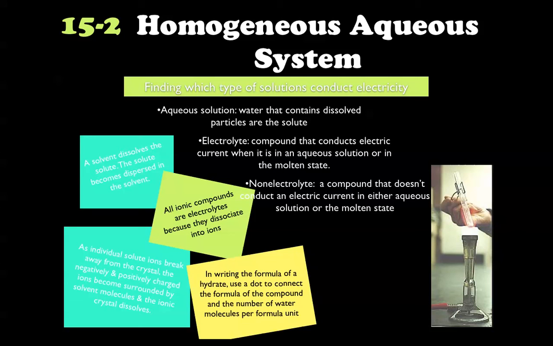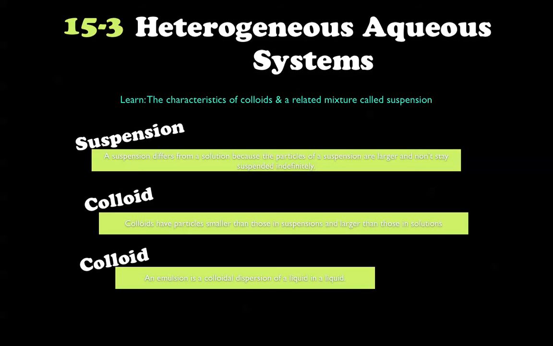So when writing the formula of a hydrate, we use a dot to connect the formula of the compound and the number of water molecules per formula unit. So that's just kind of a little tip or a little helper. So moving on to 15-3, we learn about the heterogeneous aqueous systems.